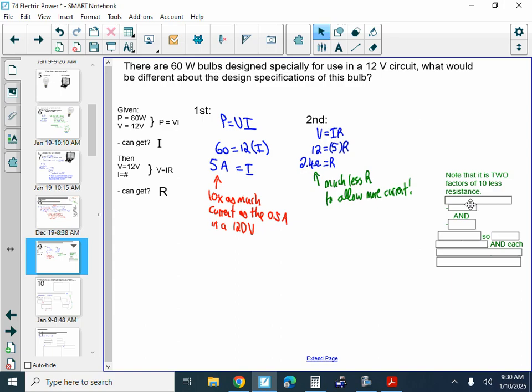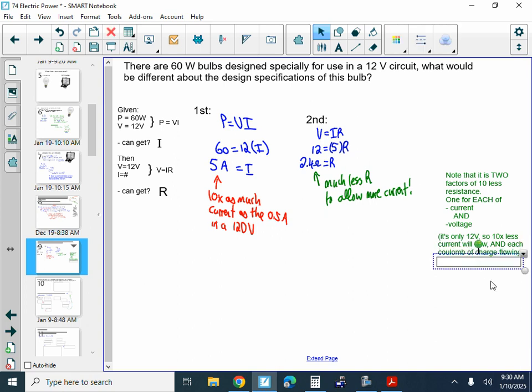Notice that it's 2 factors of 10 less, right? 1 for each. So you have to have a factor of 10 less for the current, but also a factor of 10 less for the voltage, since the voltage is only 12 volts instead of 120.